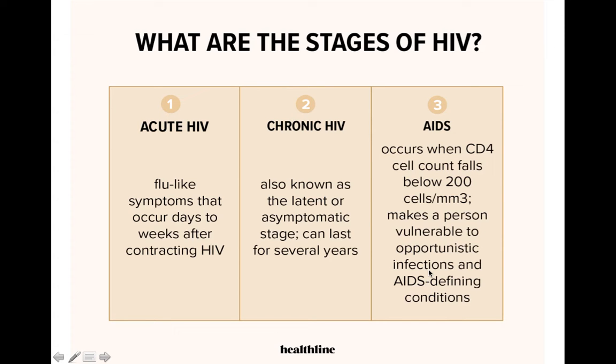So what are the stages of HIV? We have the acute stage, the chronic stage of HIV, and then AIDS. Flu-like symptoms that occur days to weeks after contracting HIV are known as the acute HIV infection, while the chronic HIV infection, also known as the latent or asymptomatic stage, can last for several years. The AIDS stage occurs when the CD4 cell count falls below 200 cells per cubic millimeter, which makes a person vulnerable to opportunistic infections and AIDS-defining conditions.